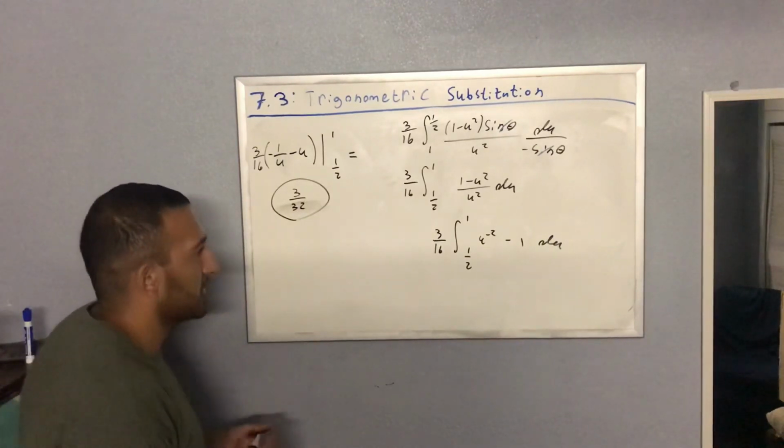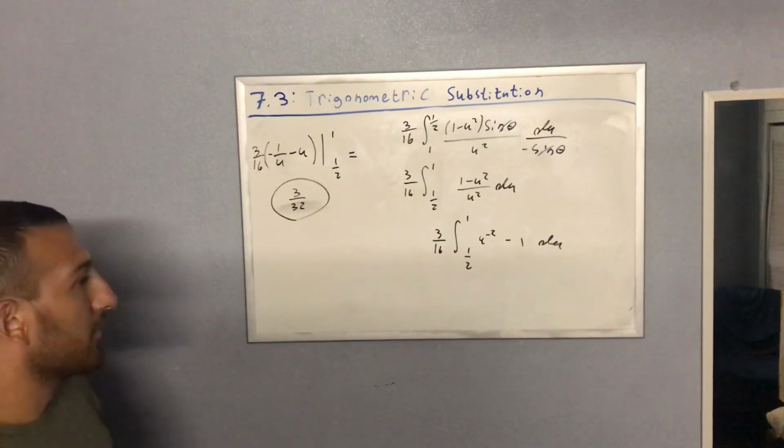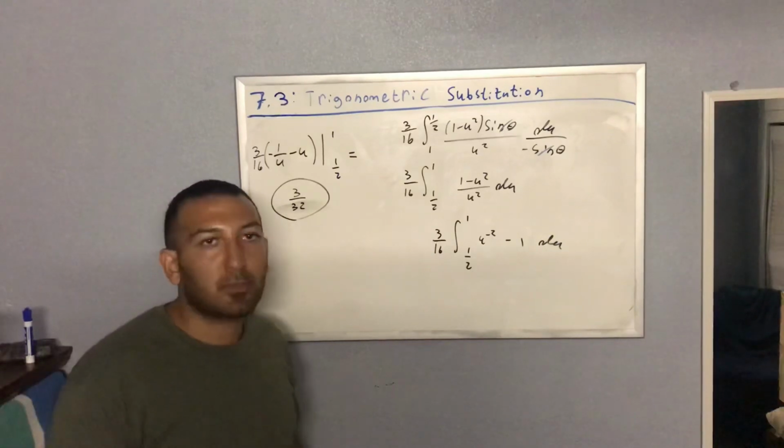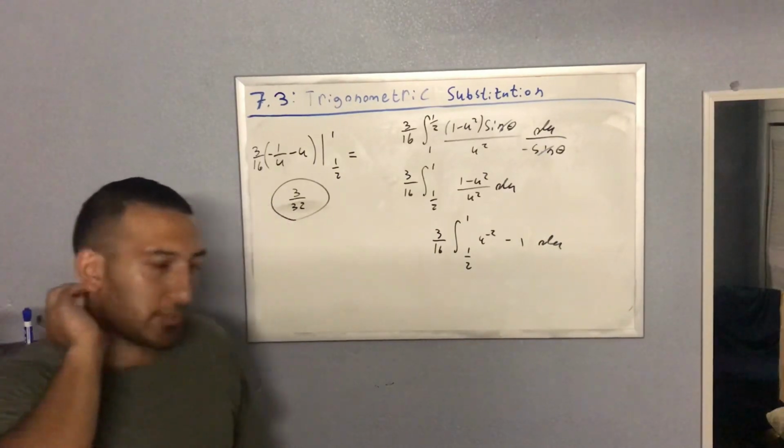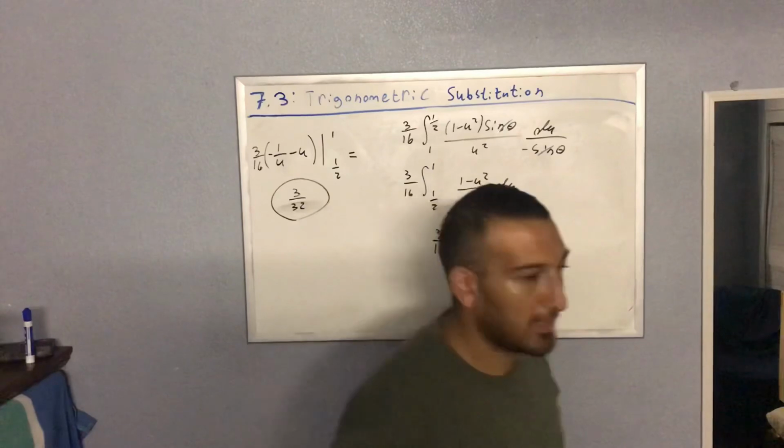Okay, awesome. So that is another example with the substitution that involves tangent. So we'll do a little more next time, and I'll see you guys then.